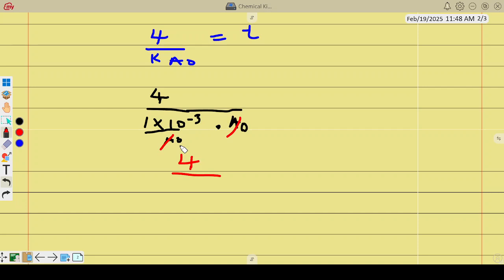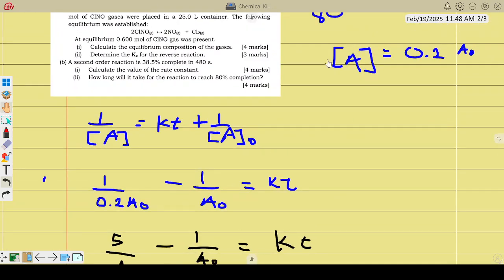And then what is 4 divided by 1 times 10 power negative 3? Is it 4,000? So 4 over this, I should get something in the range of 4,000. Yeah, so this is the time, 4,000 seconds. So that's it with the second order reaction.